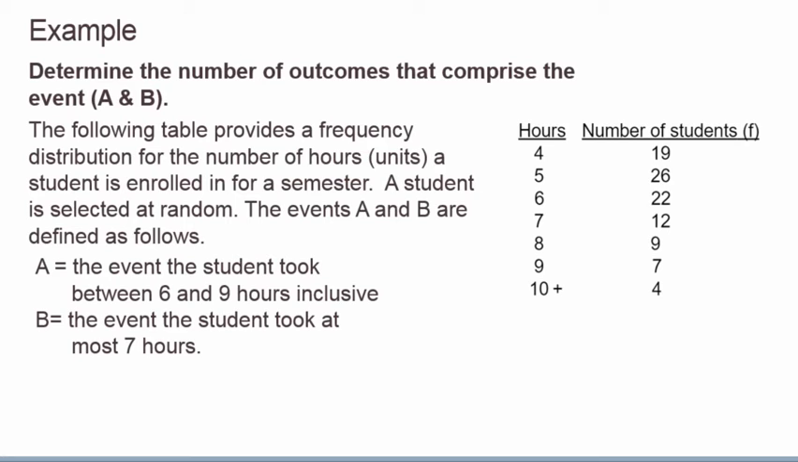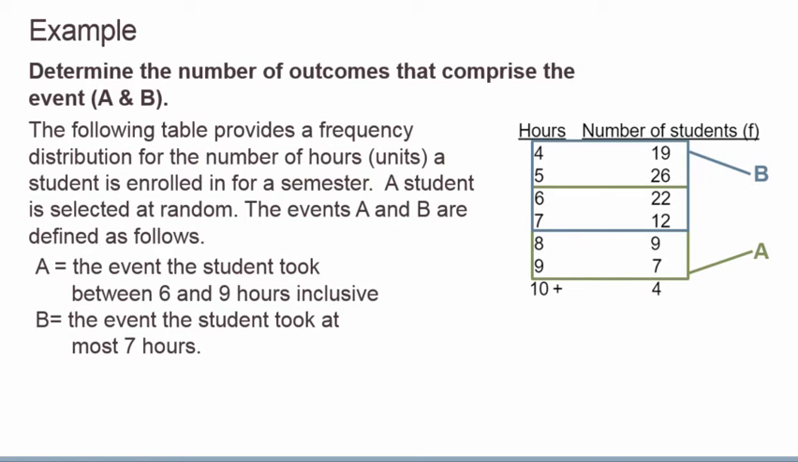First, we want to find event A, which is between 6 and 9 hours inclusive, which means 9 and 6 are included. So event A are the hours 6, 7, 8, and 9. Event B is the student took at most 7 hours. So 7 is the largest, so for event B, we have the hours 4, 5, 6, and 7.